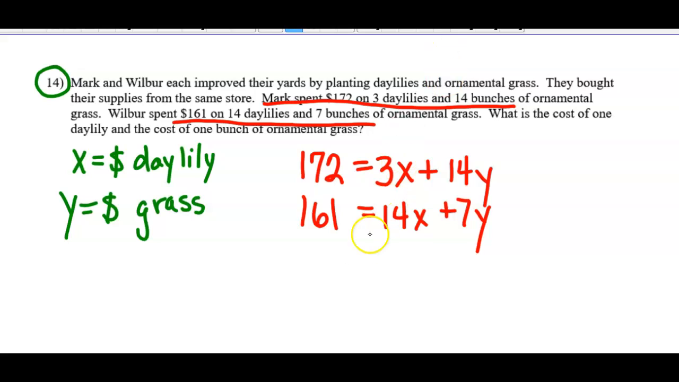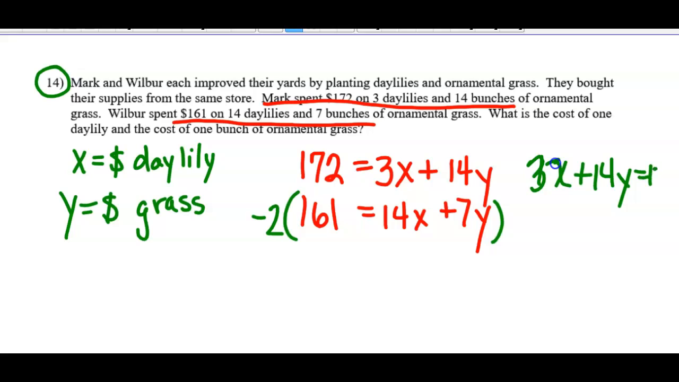All right, now I am going to ask you to solve some of these today. I honestly could just skip this because I think you're good at this, but I'll go ahead and multiply this one by -2. So up here, this one would stay, maybe I'll rearrange the order. 3x plus 14y equals 172. As I multiply by -2, this would become -322. Did I do that right? I think so. And this would become -28x and -14y.